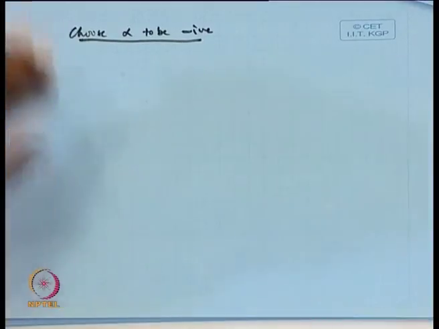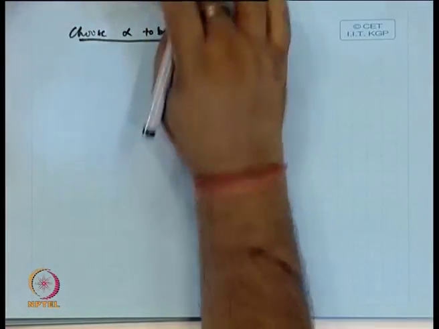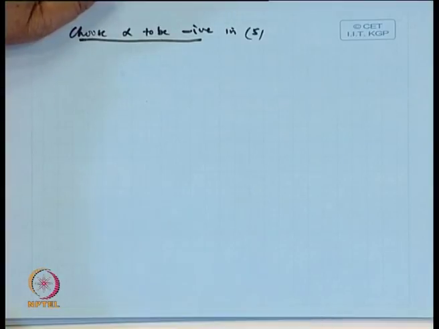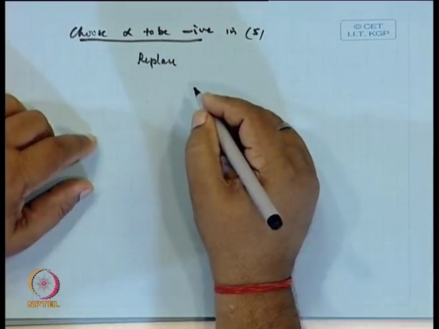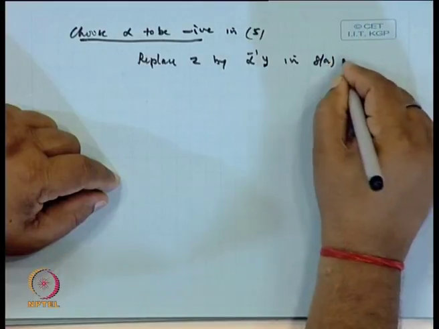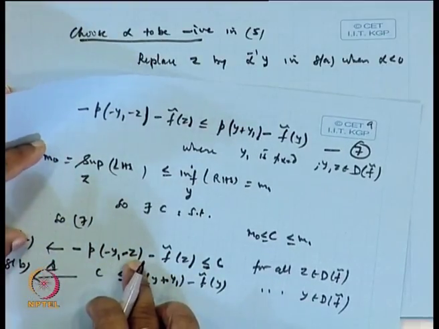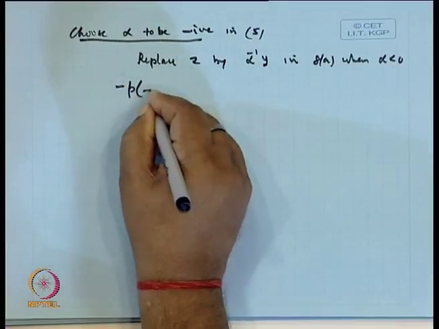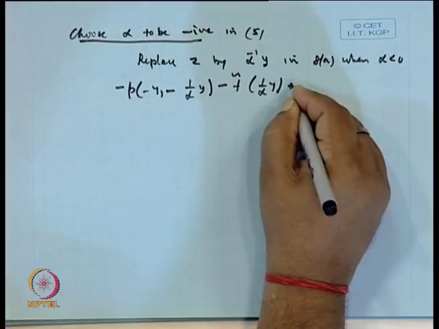Take alpha to be negative in 5. In 5, we wanted to prove this result when alpha is negative. Let us replace z by alpha inverse y in 8a when alpha is negative. 8a is this, so here we can replace z by this. What we get is minus p of minus y 1 minus 1 by alpha y minus f delta of 1 by alpha y is less than or equal to c.